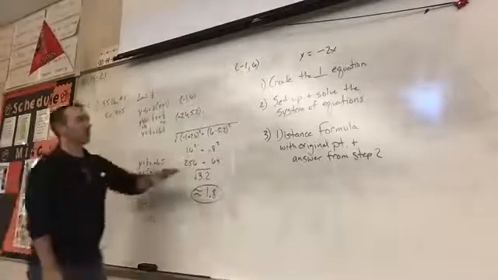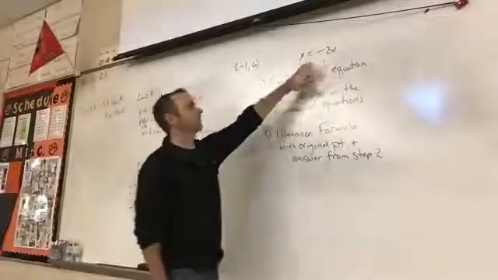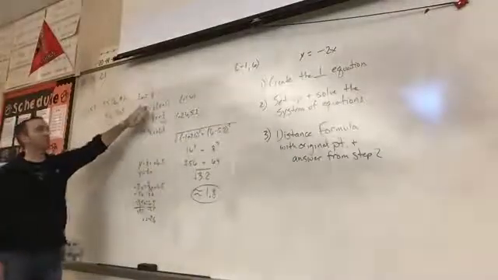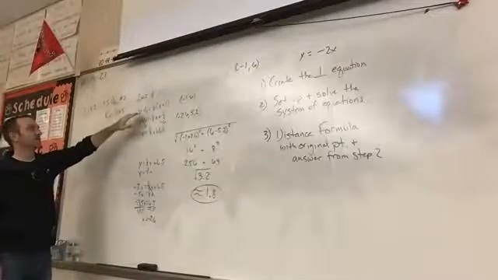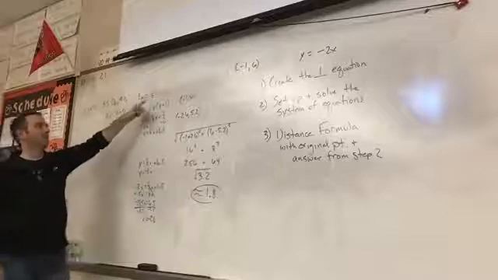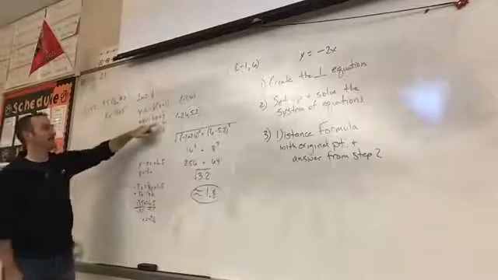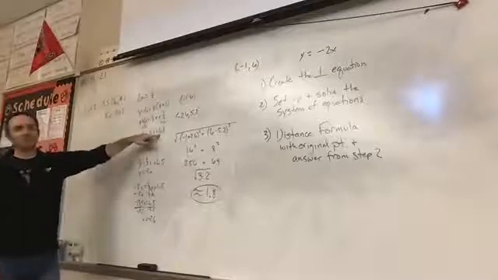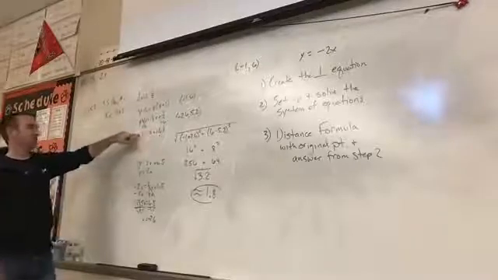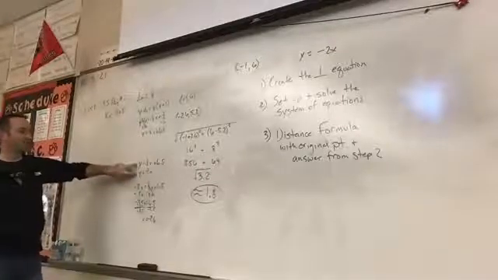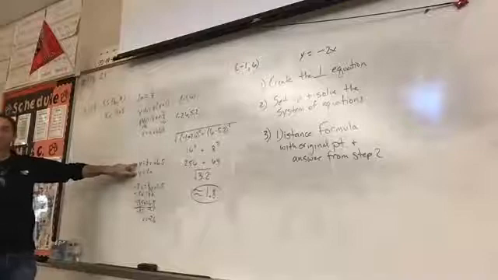We started with the equation y = -2x, slope of -2, perpendicular slope is 1/2. So we take that 1/2 to the point (-1, 6) and plug it into our point slope form. I distributed the 1/2 and added the 6 over to get y = 1/2 x + 6.5. That's our perpendicular equation. Once I have that, I take that and the original equation, and I solve the system.